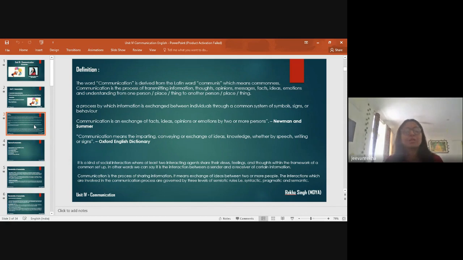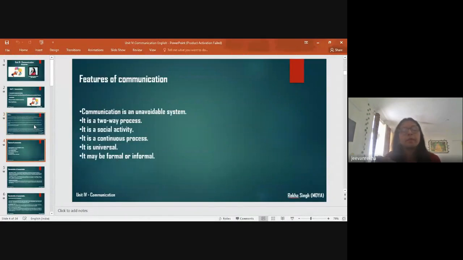So communication is the process of sharing information. It means exchange of ideas between two or more people. The interactions involved in the communication process are governed by three levels of semiotic rules: syntactic, pragmatic, and semantic. You will see that next. What are the features of communication? It is a very important topic.